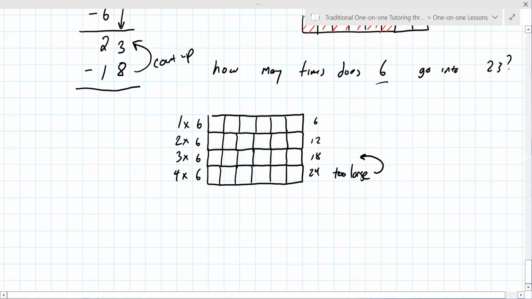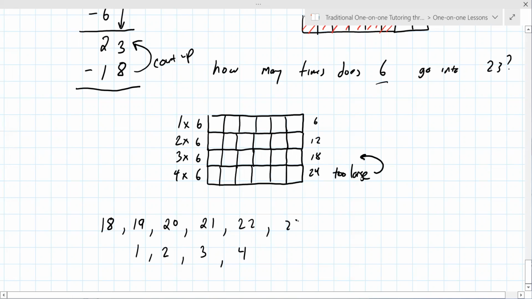Okay, so let's start at 18. What's the next number after 18? 19, okay, so that's 1. What's the next number after 19? 20, okay, so that's 2. What's the next number after 20? 21, okay, so that's 3. What's the next number after 21? 22, okay, that's 4. What's the next number after 22?